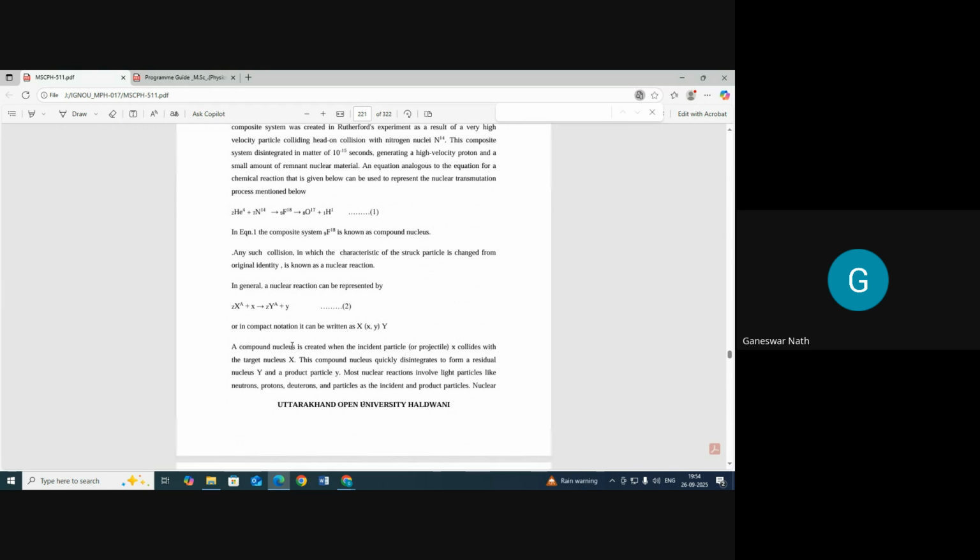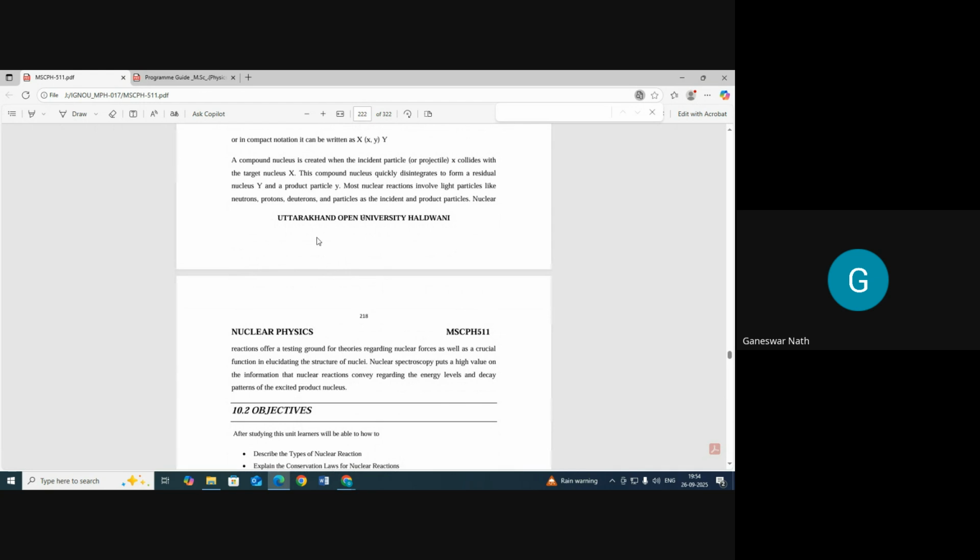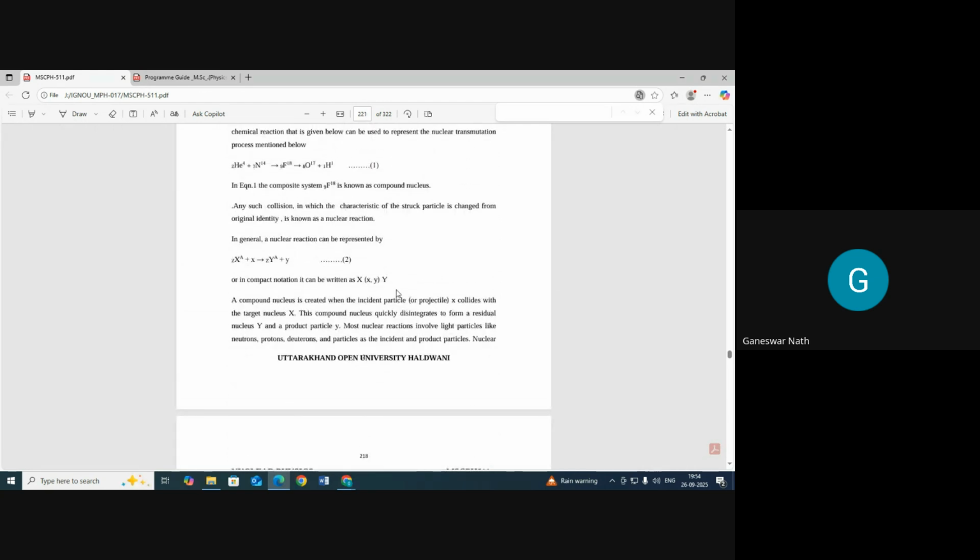In general, a nuclear reaction can be represented by Z X A plus x gives rise to Z Y A plus y, or in compact notation, it can be written as X(x, y)Y. This is the compact reaction representation, and this is the explicit reaction.